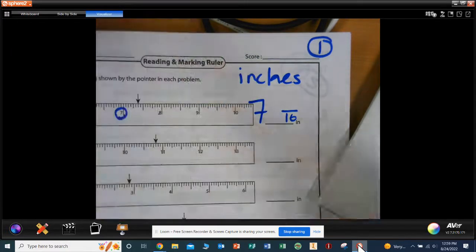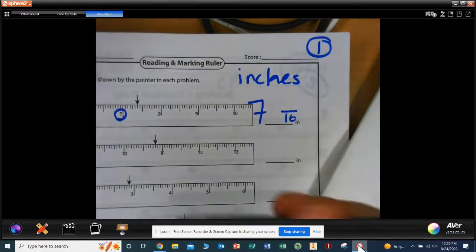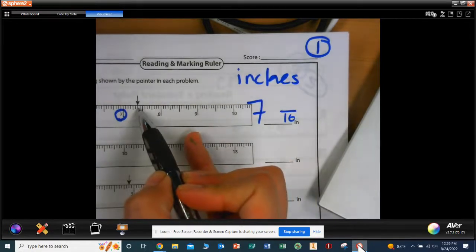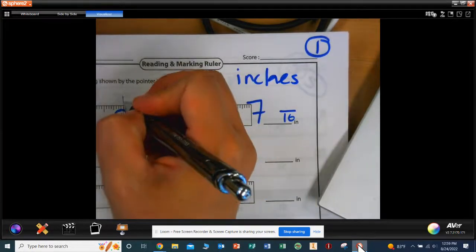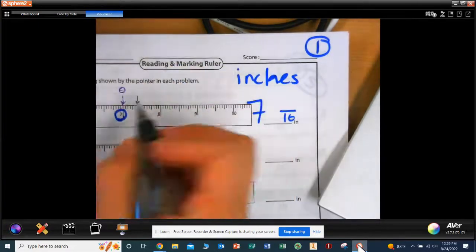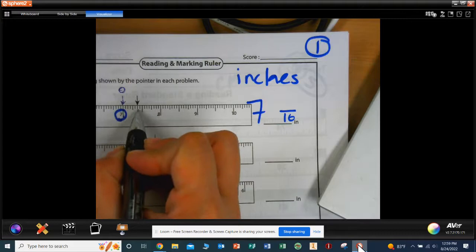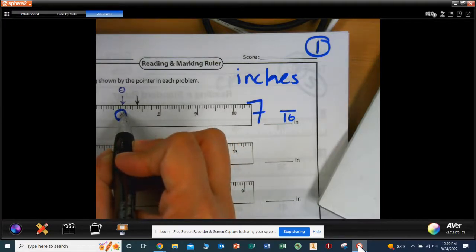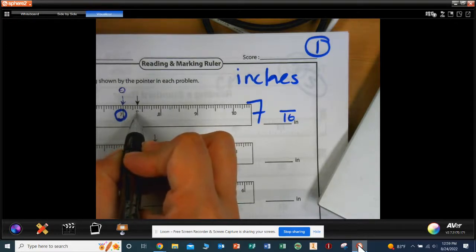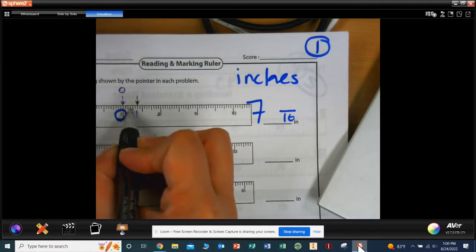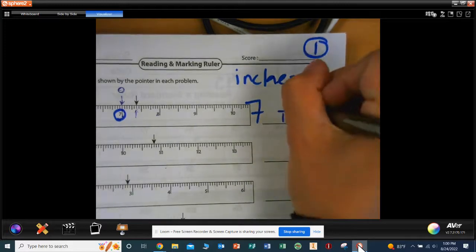Now, once you determine that, you're going to count to the actual arrow. So here you start here. This will be your 0, where the number is, and then count how many little tiny lines to the arrow. Go ahead and do that. Start here, this is 0. How many lines to that line? 1, 2, 3, 4, 5, 6. That becomes your top number.